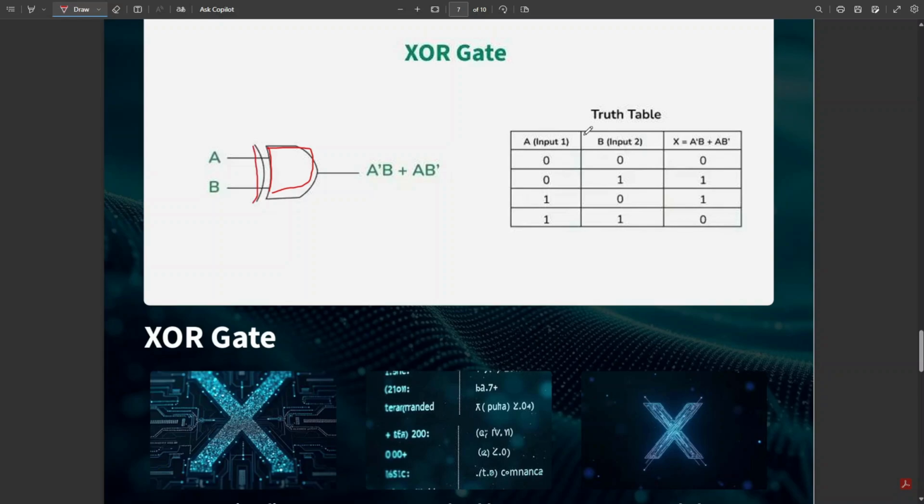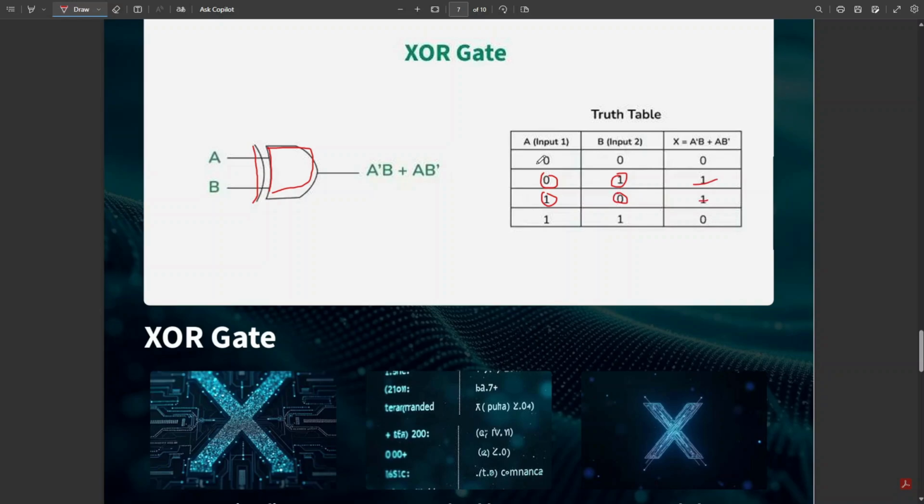So let's take a close look at the table of the XOR gate. So we can see only when both of the inputs are different, right? So we have 0 here, 1 here, so both of them are different. We have 1 here and 0 here. Only when both of the inputs are different, then we get high outputs. So high here, high here.